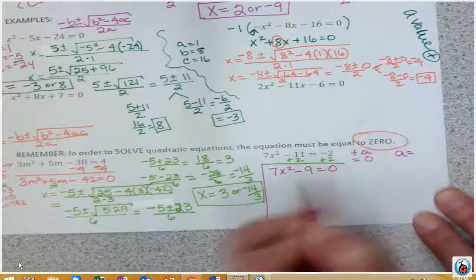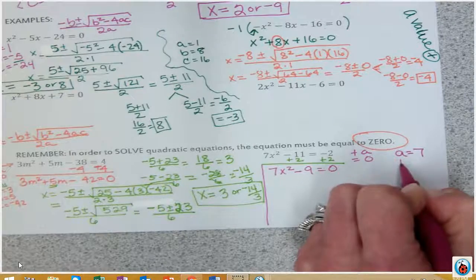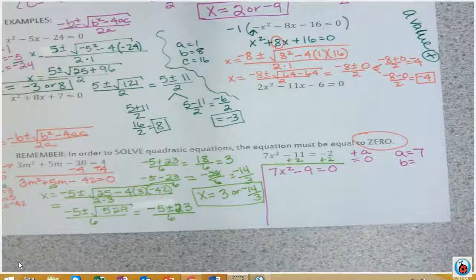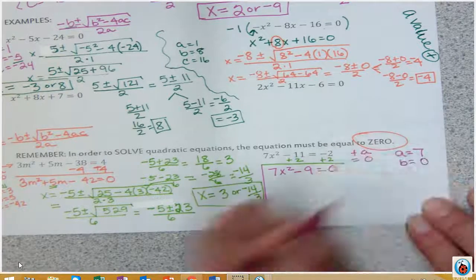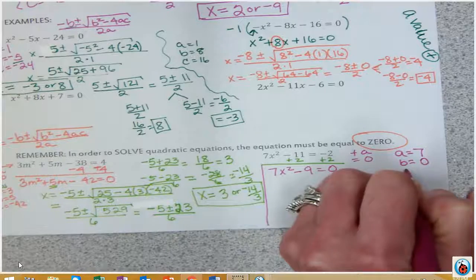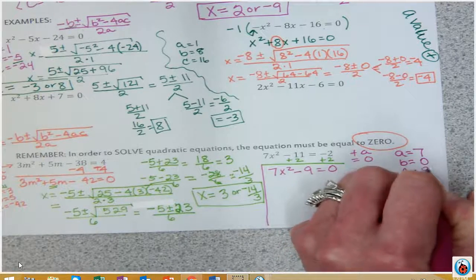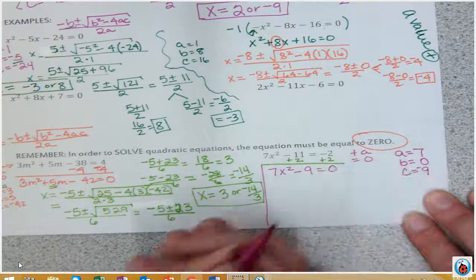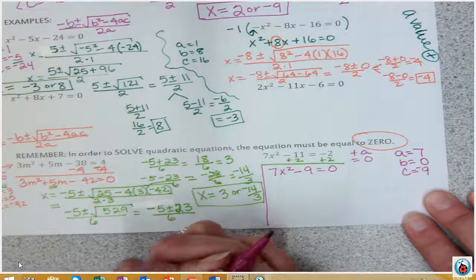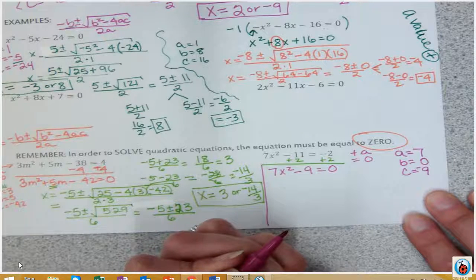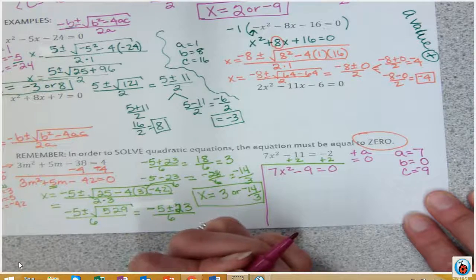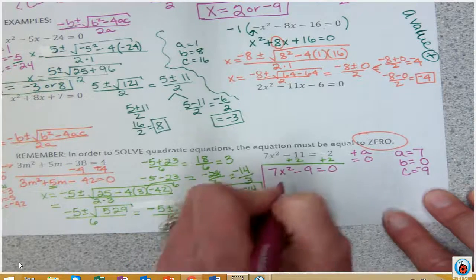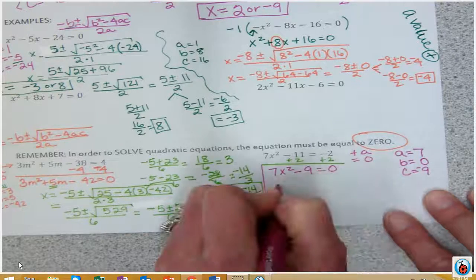My a value is 7. My b value is non-existent. So my b is actually 0. And my c value is negative 9. So I'm going to use the quadratic formula just the same as I did above, except b is going to equal 0.